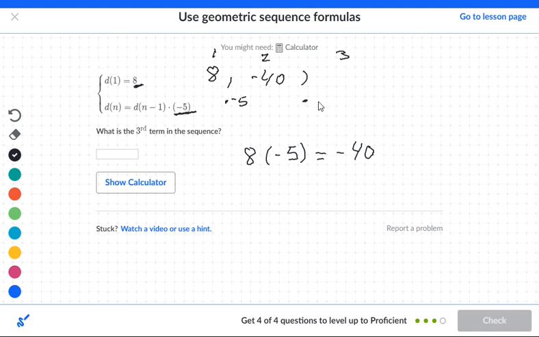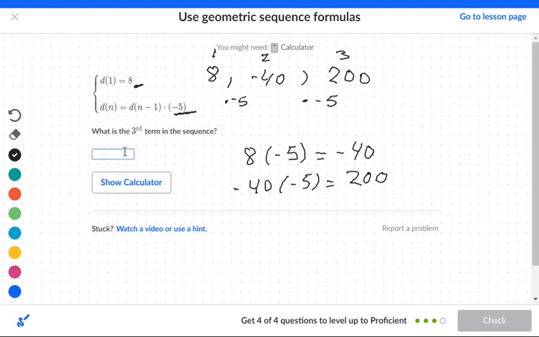Now we want to go ahead and find the third term here. So again, we want to multiply by negative 5. So I'm going to take a negative 40 times a negative 5. So negative 4 times 5 is a positive 20, but with a 0 after it. So this becomes a positive 200. So our third term here should be a positive 200.